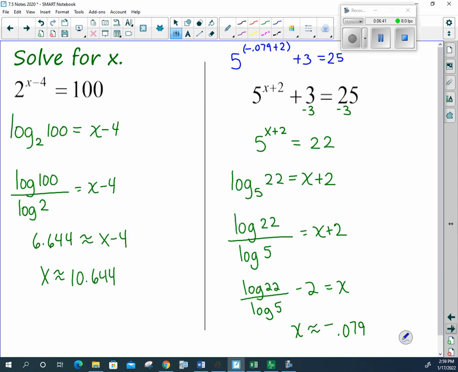And I get about 25.015. So, it's close to 25. We have that rounding issue. So, yep, that's close enough. That's our right answer.